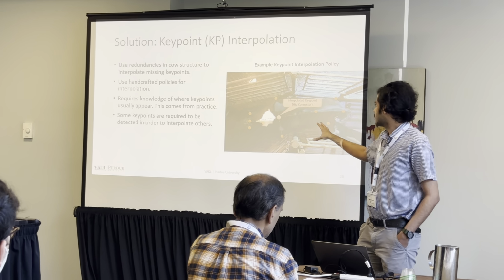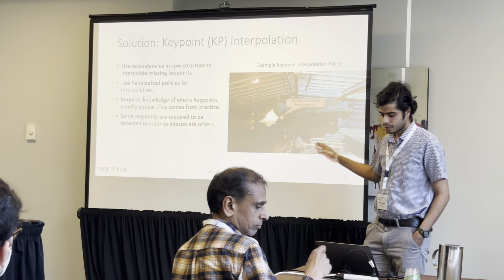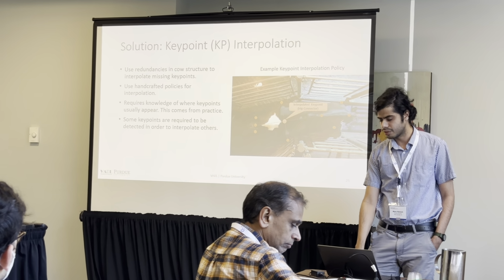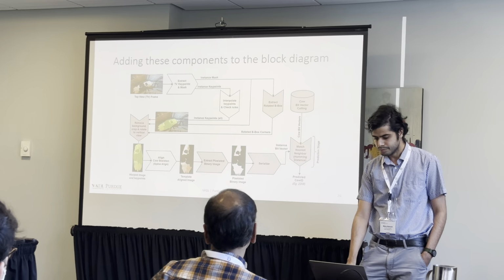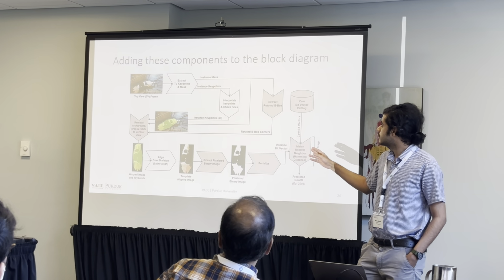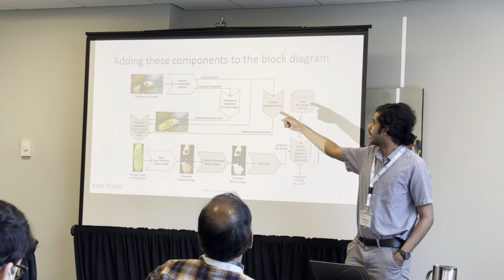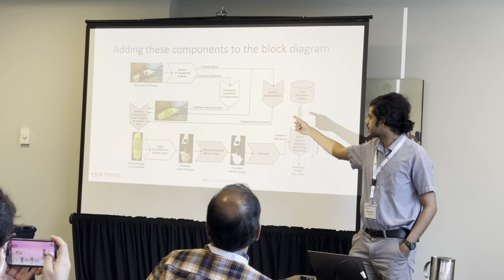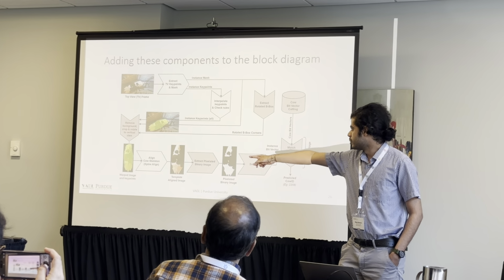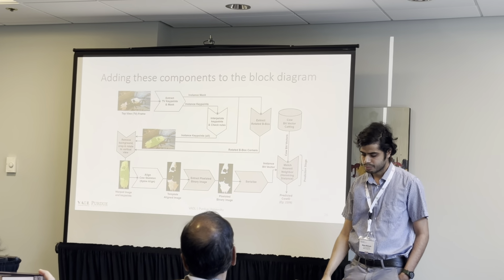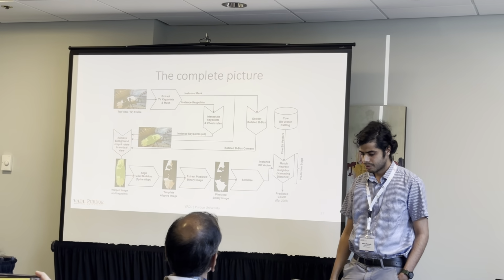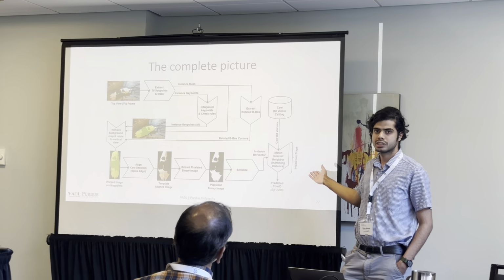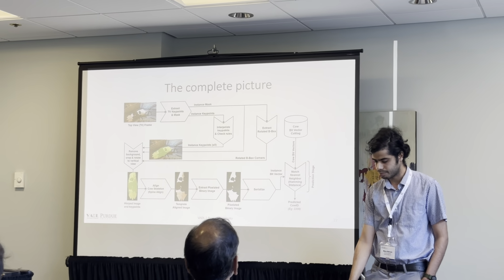So with this, we can push the cow towards the rule checks and then further to the prediction stage. With adding these components to the block diagram, we add the cow key point extractor, the interpolation rule checks, and the cow skeleton alignment system on the bottom left. And with all these blocks added, here's the complete picture of the entire block diagram.